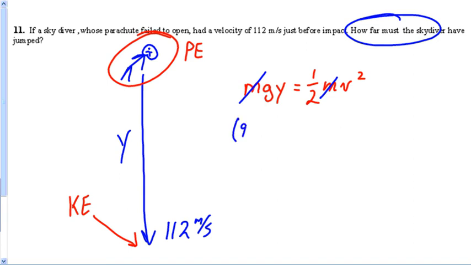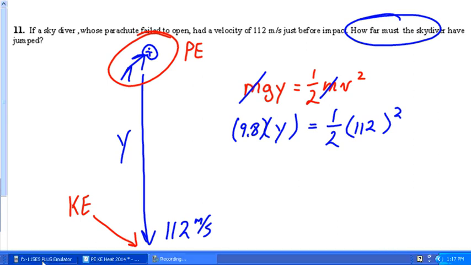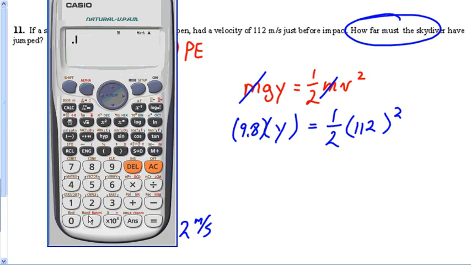And so this would be 9.8 times y equals 1 half of 112 squared. And if you're thinking, man, he's going really fast, well, we're assuming that he has no wind resistance. But anyway, I'm going to go 1 half times 112 squared. And that's my right side.